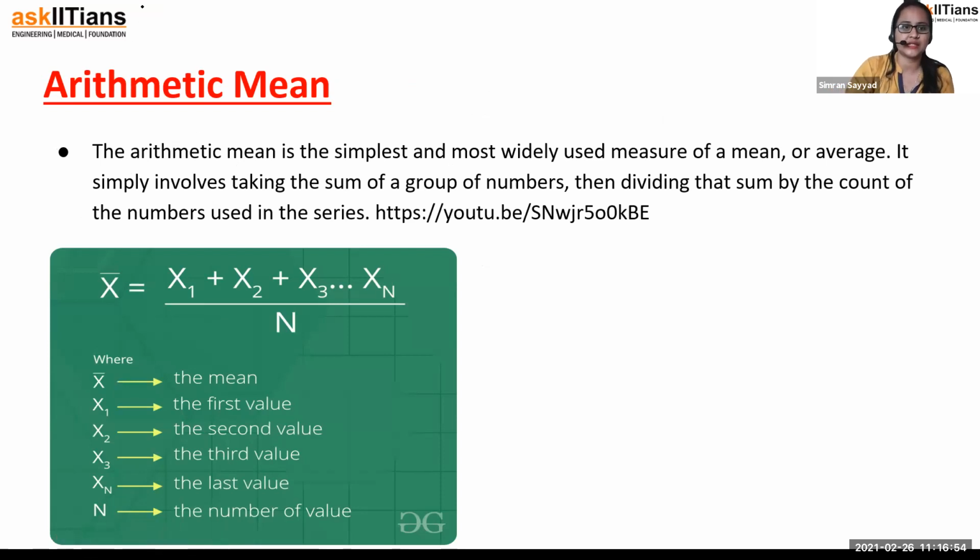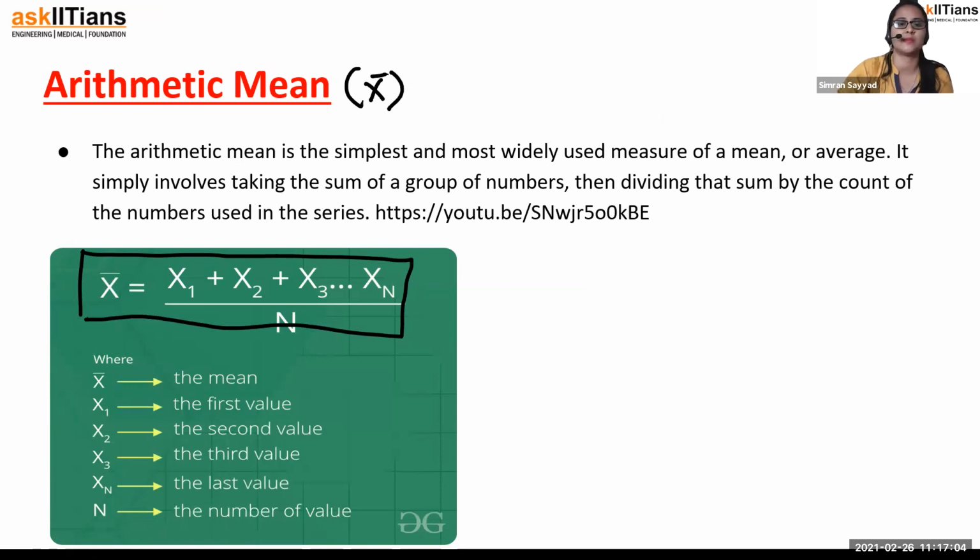Here you can see a formula. These are the notations which we consider. For arithmetic mean, we consider X bar. So how do you calculate X bar? This is the formula. First read what arithmetic mean actually means. Arithmetic mean is the simplest and most widely used measure of a mean or an average. That's really important. Mean is nothing but an average.